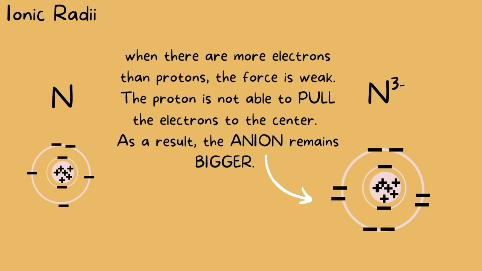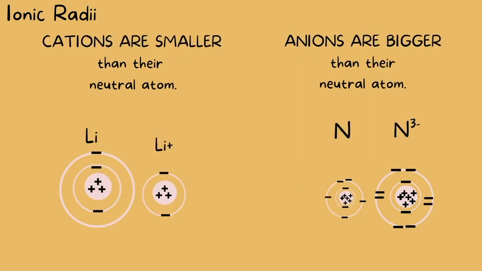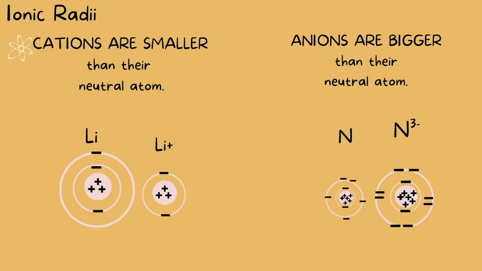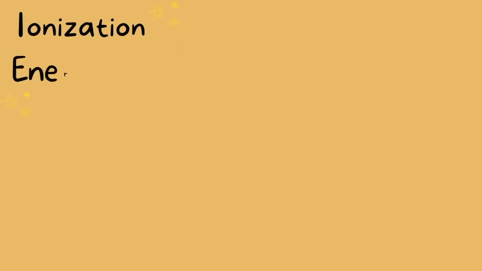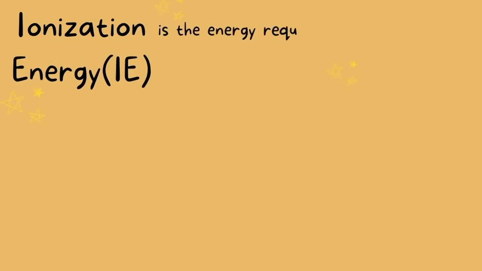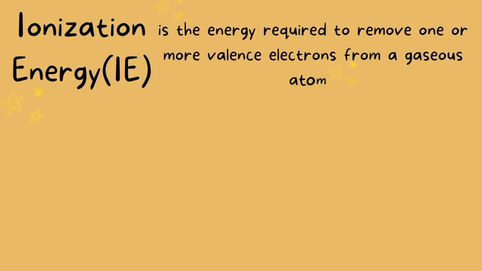The takeaway here is that if you are presented with a question involving ionic radii, remember, cations are smaller than their neutral atom and anions are larger than their neutral atoms. Moving on to our next trend, ionization energy. Ionization energy is the energy required to remove one or more electrons from the valence shell of a gaseous atom.